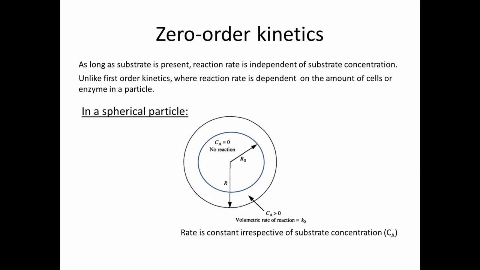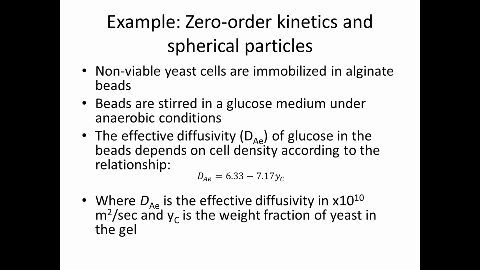Now let's take into account zero order kinetics. We already did our first order kinetics. What happens with zero order kinetics? Well, the hallmark of zero order kinetics is that substrate has to be present in order for the reaction to go. If there's no substrate, there's obviously going to be no reaction. So if we have no substrate in the middle of our particle, we get no reaction here. So the rate constant is irrespective of the substrate concentration. It just has to be present. So that's the hallmark here.